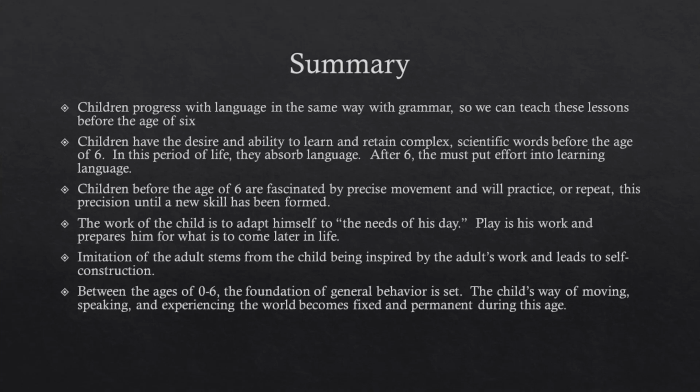So that's all I have on chapter 17 today. Let's go through a little bit of a summary of all of this. When you think about how we're teaching grammar, we're going to go through it the same way as we understand the development of learning to talk. If you think about how children progress in their talking, you can also mirror that with the grammar lessons. They should parallel. We also have to keep in mind that children have the desire and ability to learn and retain complex scientific words before the age of 6.